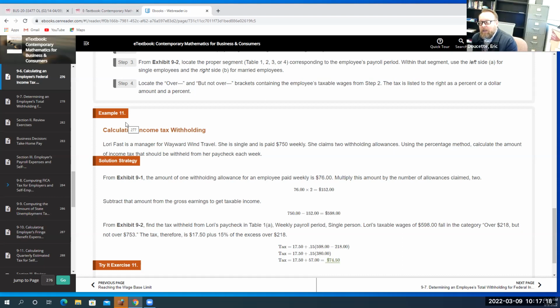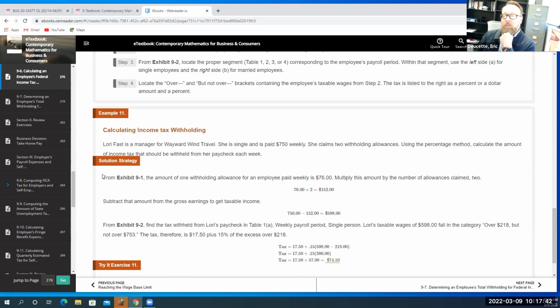So let's look at here. You can see my screen. It says example number 11, right? Yep. So it says Lori Fast is a manager of Wayward Wind Travel. She's single, is paid $750 a week, and she claims 2 withholding allowances. Using the percentage method, and that's the key to using the tables, calculate the amount of income tax that should be withheld from her paycheck each week.